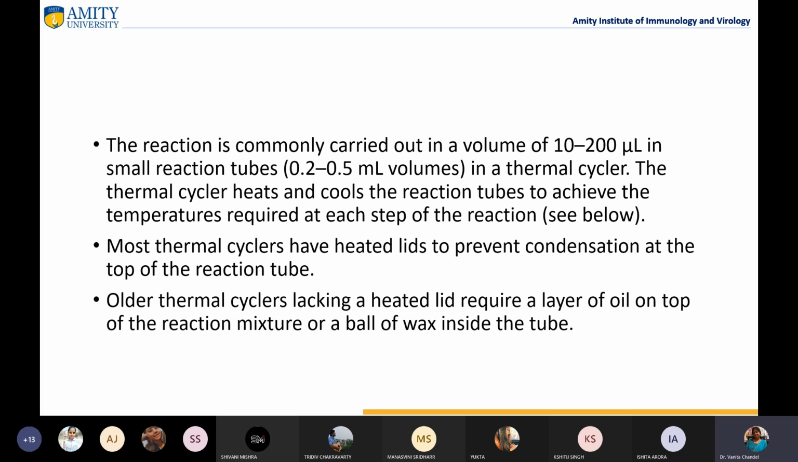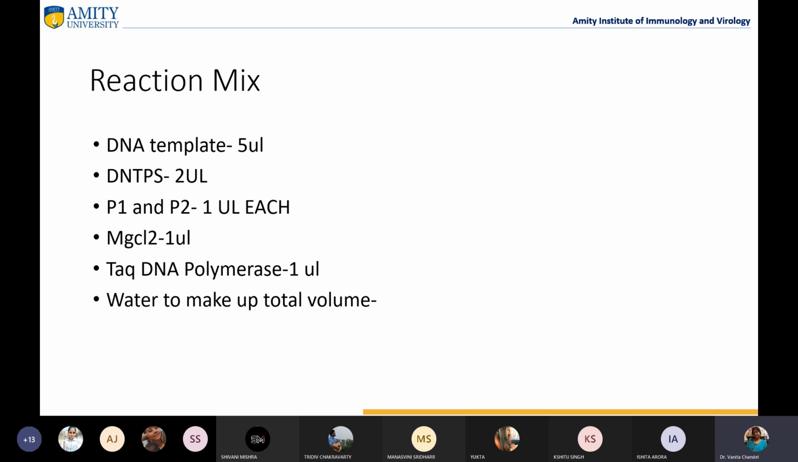Most thermal cyclers have heated lids to prevent condensation at the top of the reaction tubes. And yes, older thermal cyclers did not have these kinds of heated lids, or hot start PCR basically. So sometimes a layer of oil was added on top of the reaction mixture, so that our reaction mixture does not vaporize, right? So the reaction mixture goes like this.